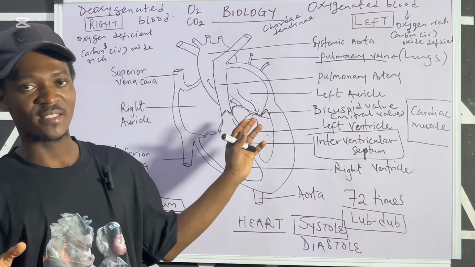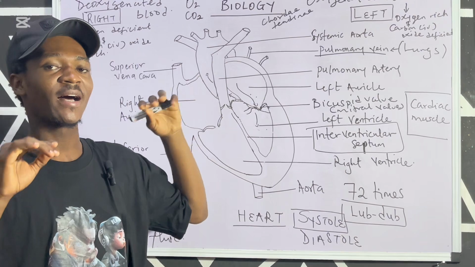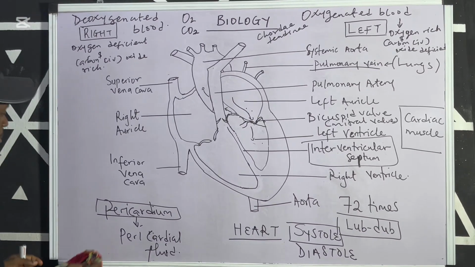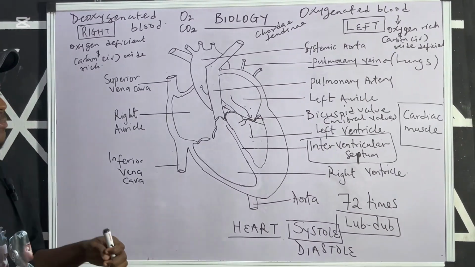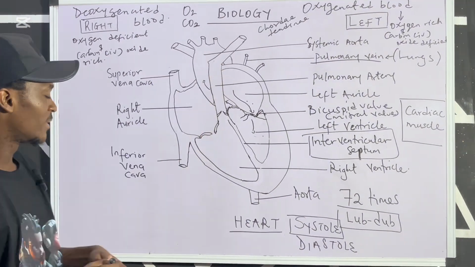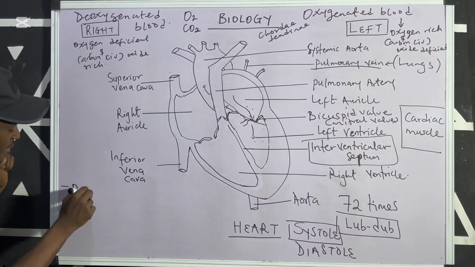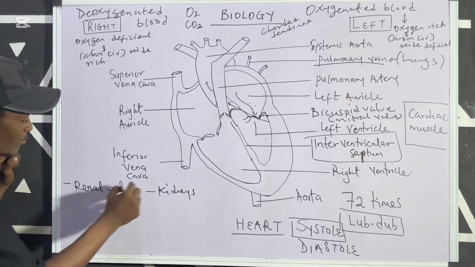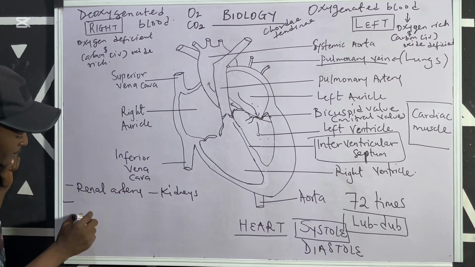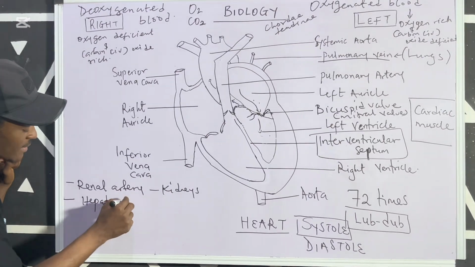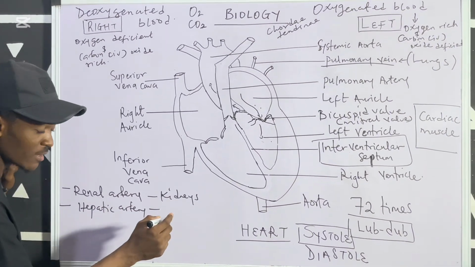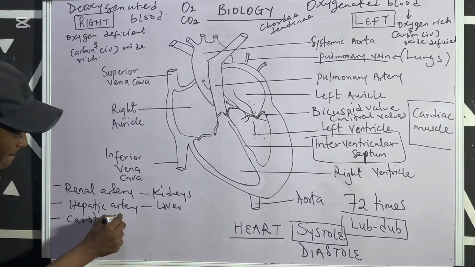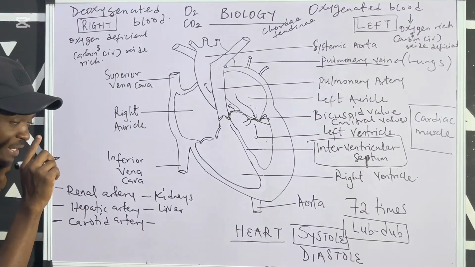But based on what you have seen, the aorta carries oxygenated blood and takes it to the different body parts. Let me quickly touch on some of those arteries that pick up oxygenated blood from the aorta. When you hear renal artery, this carries oxygenated blood to the kidneys. When you hear hepatic artery, this takes oxygenated blood to the liver. When you hear carotid artery, this takes oxygenated blood to the head, the face, the brain, and the neck.